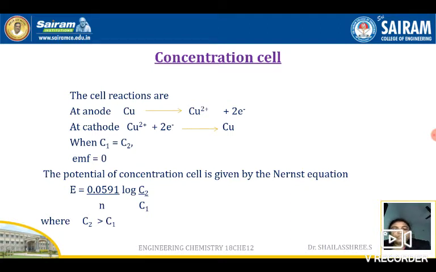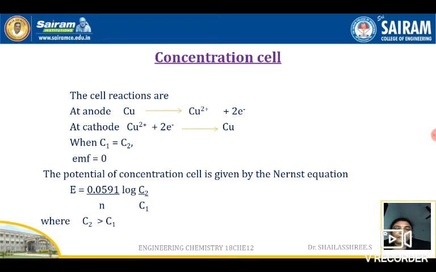Okay, and the potential of the concentration cell is given by the Nernst equation. E is equal to 0.0591 by n into log of C2 by C1. This formula you will be using when we do the problems on concentration cells. And you must write here where C2 is greater than C1. The higher concentration you always have to take in the numerator, and the lesser concentration is the denominator. Okay, C2 is greater than C1.